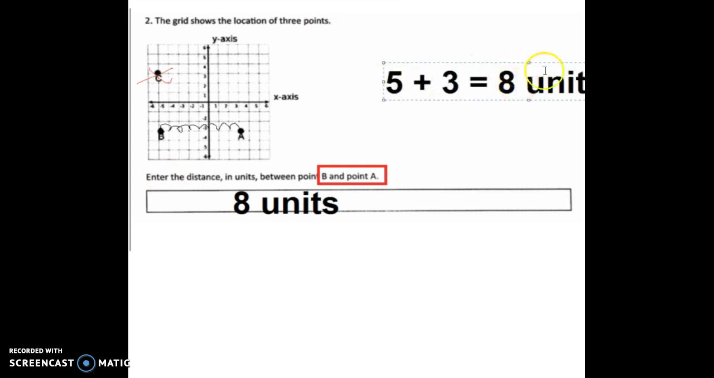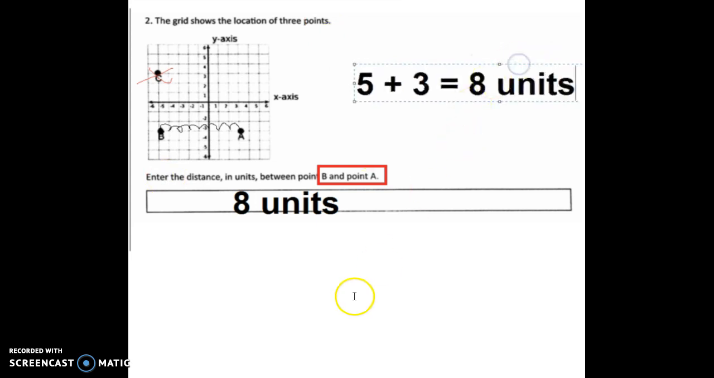So that's another way to look at it, which I think is easier because sometimes it gets confusing when you're counting these spaces. Just think about it. It's at -5 over here. So 5 to 0 is 5. And then this is at 3. So it takes 3 spaces to get to 3. So you add it together. 5 plus 3 equals 8. All right. That was number 2.